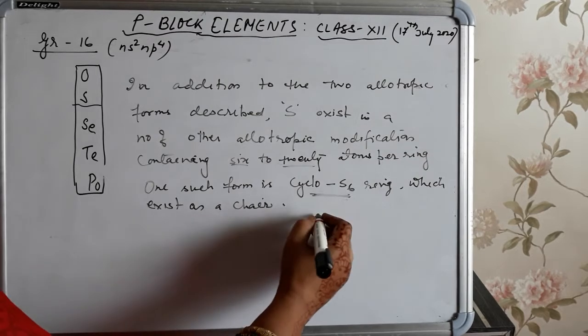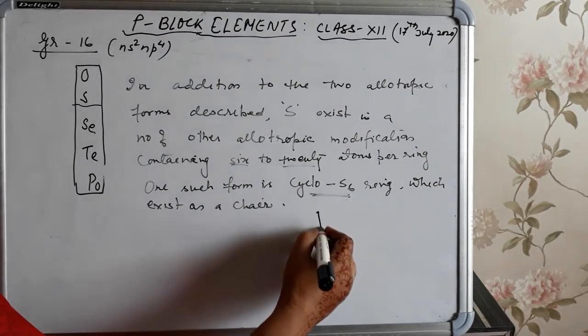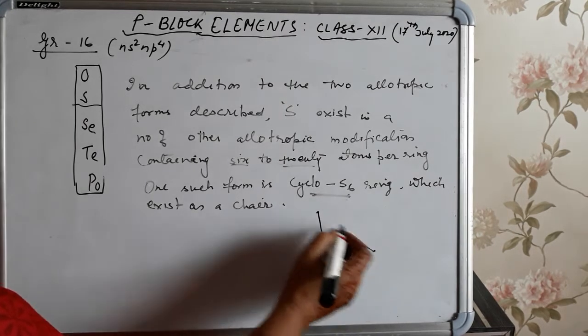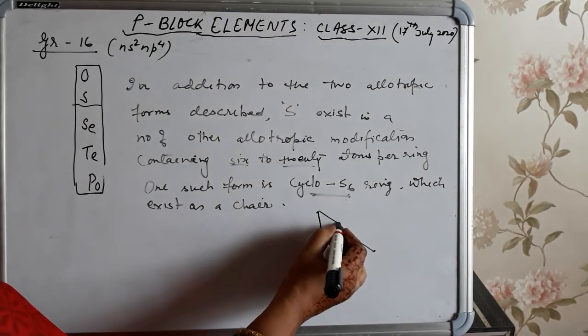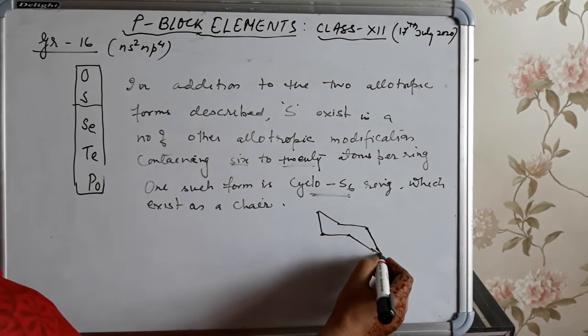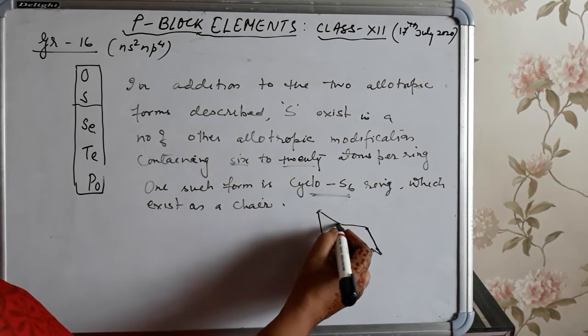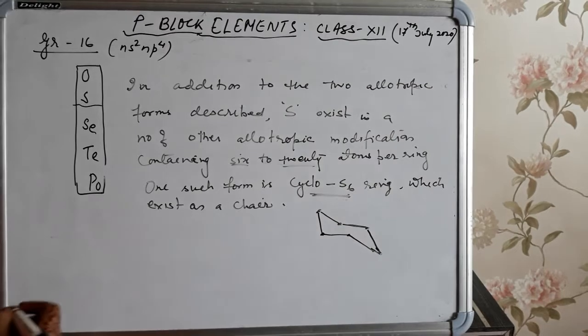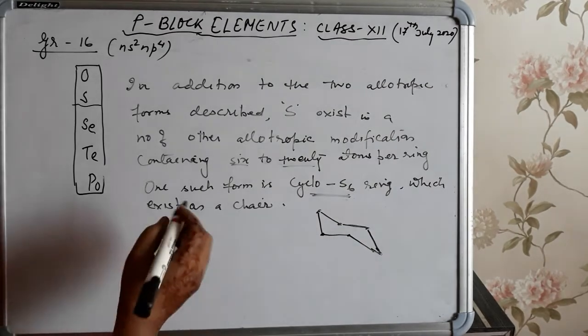So like this, 1, 2, 3, 4, 5, 6 and 7. So this type of chair form is called cyclo-S6.